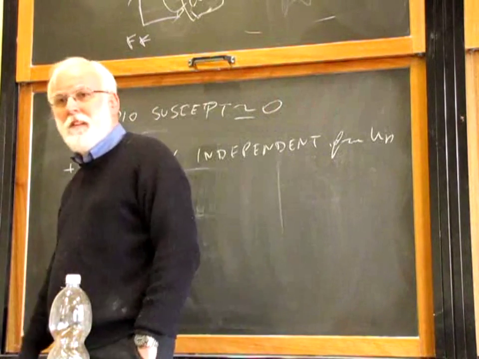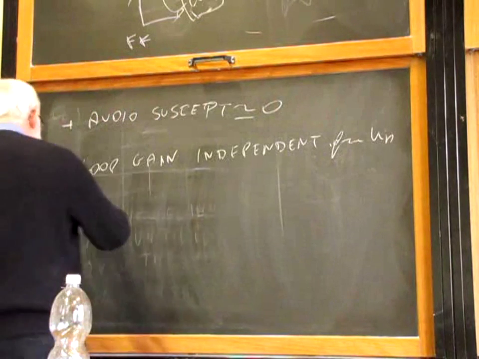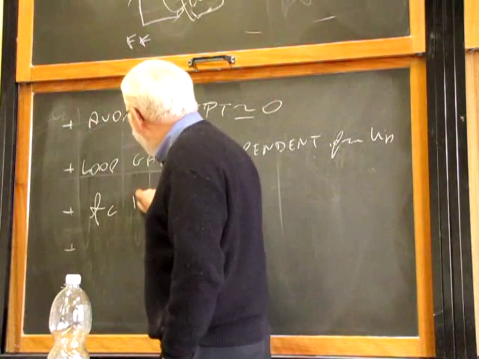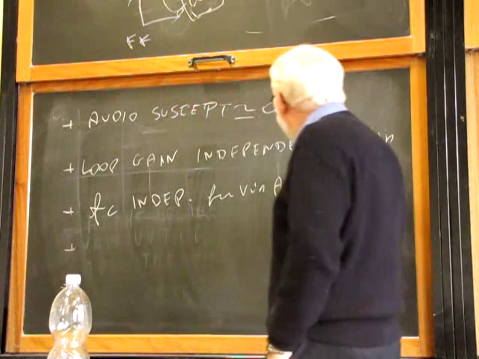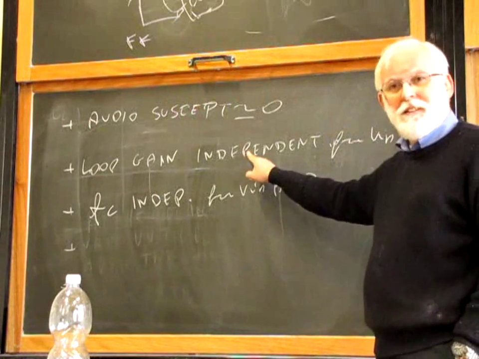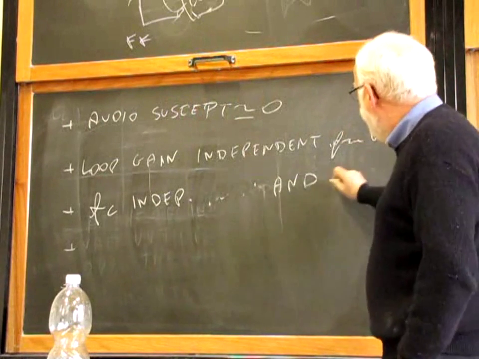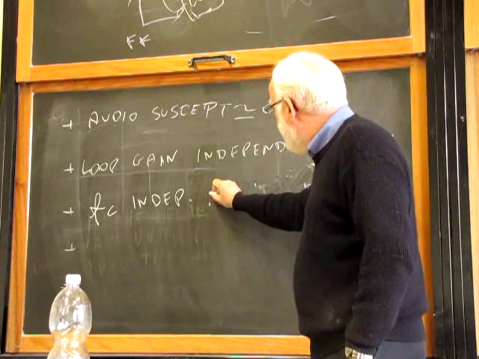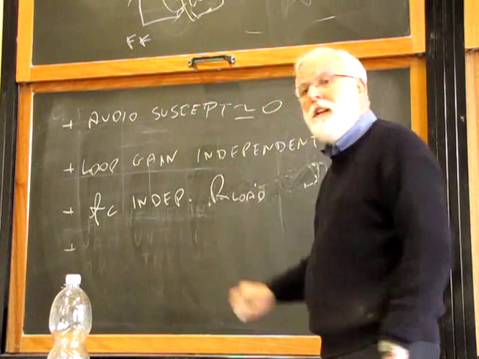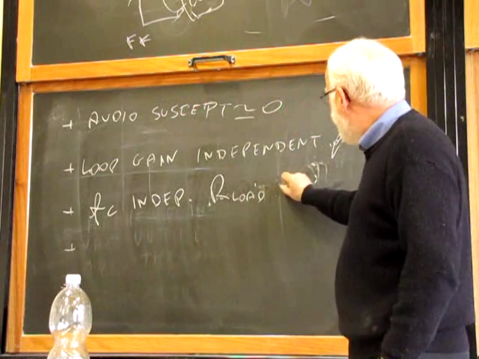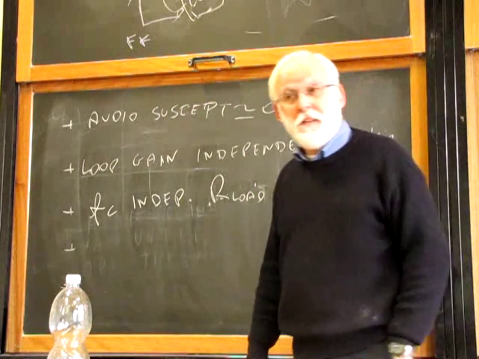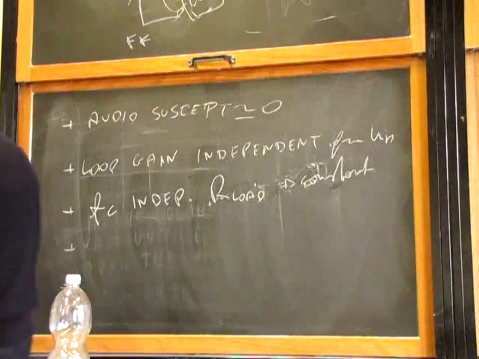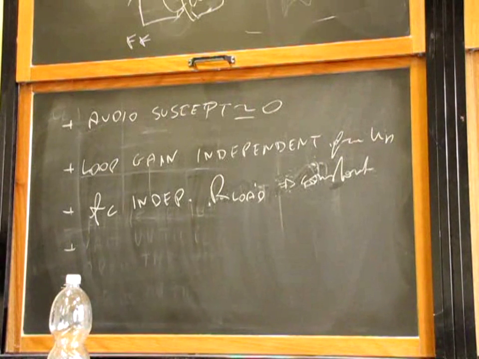Cutoff frequency of the transfer function does depend on the loop. And crossover independent from weight in, and that is what I told you twice, and independent from the load. So the crossover frequency is constant. I don't lose dynamic performance even if I change the load. The crossover frequency stays the same.